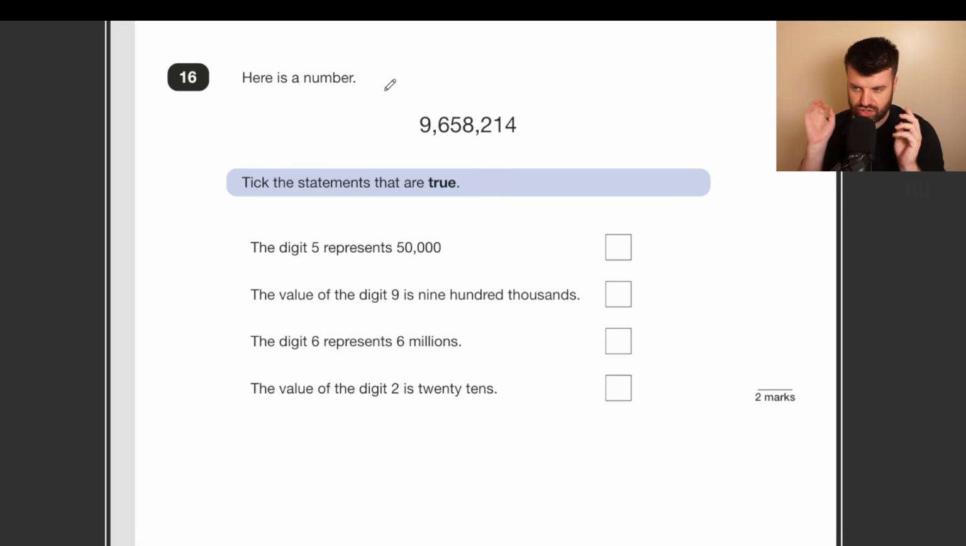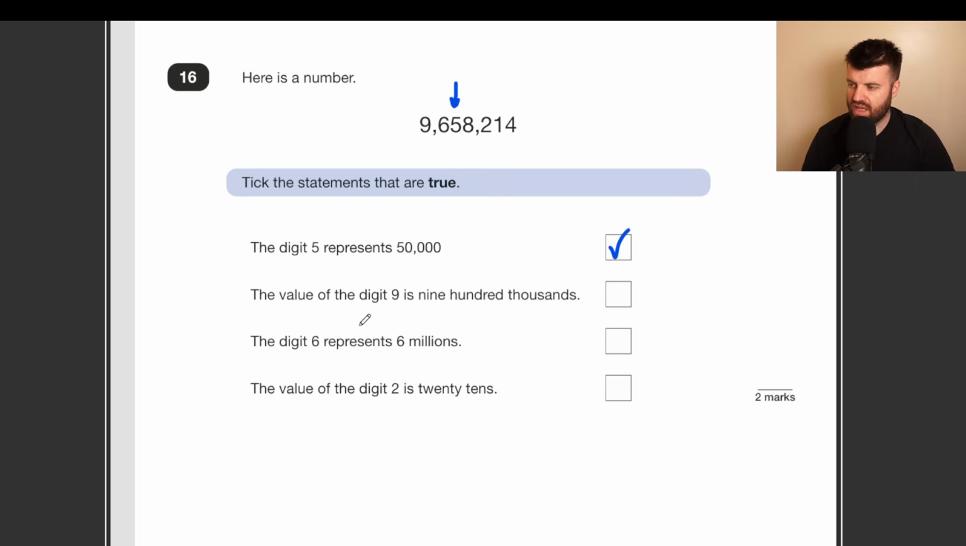Question 16, here's a number. This, by the way, tricked a lot of people. Let's take a look. Tick the statements that are true, because it seems quite an easy question on the surface. The 5 digit represents 50,000. Well, where is the 5 digits? It's in the 10,000 column. So 5 lots of 10,000 is 50,000.